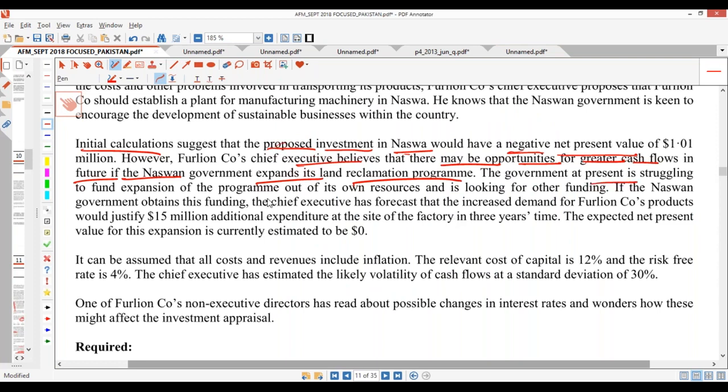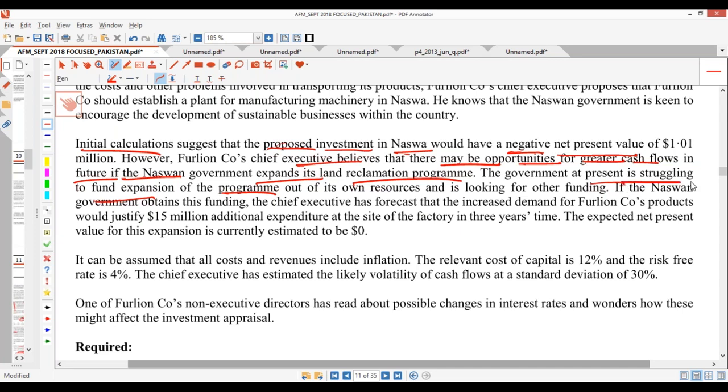The government is at present struggling to fund expansion. That's the risk there. If you go in and the government don't expand, you are dead. Okay, that's the risk there. The government, so what's the best thing to do? You don't go in now. You take the option to go in. Once the government expand, then you exercise your option to invest in that country.